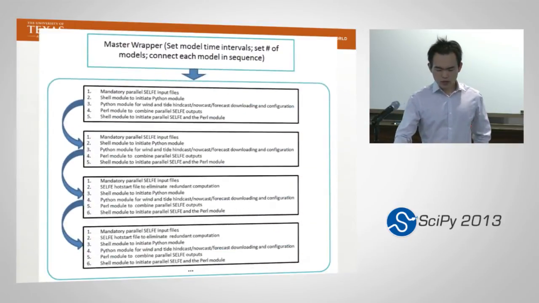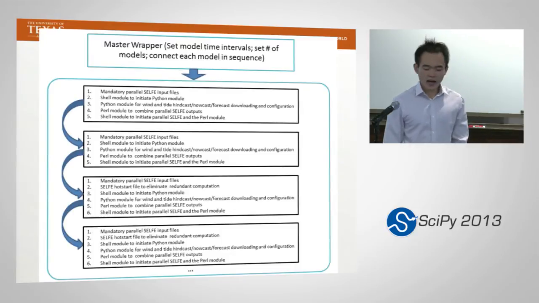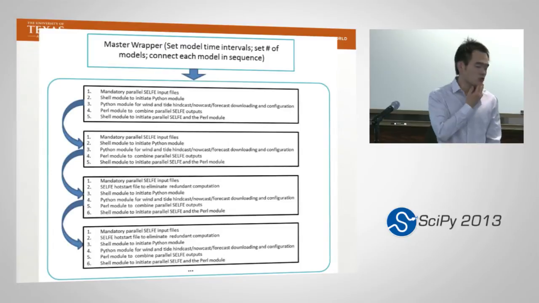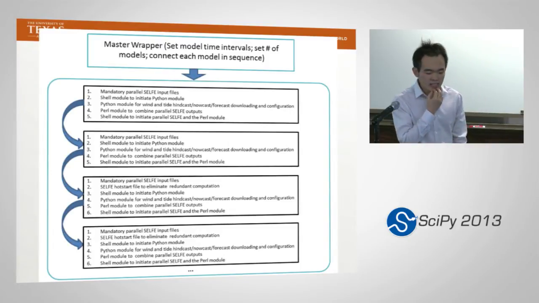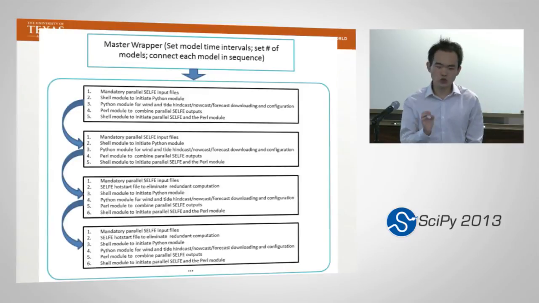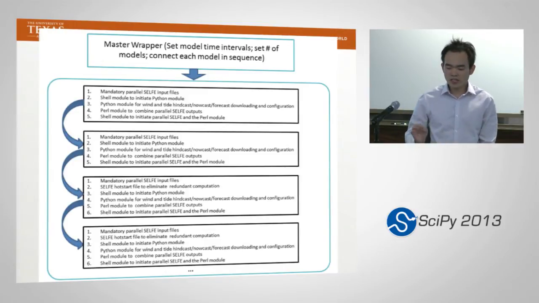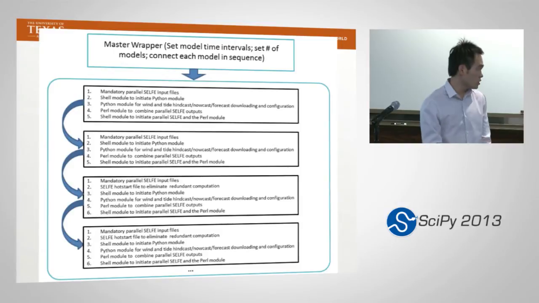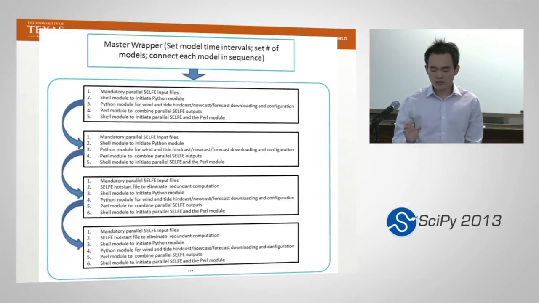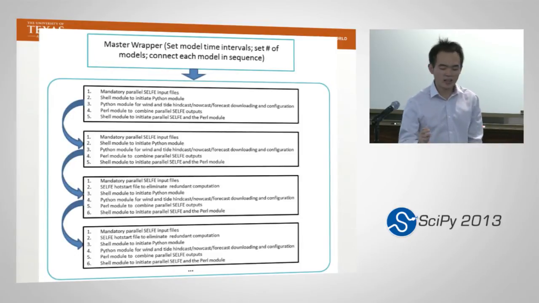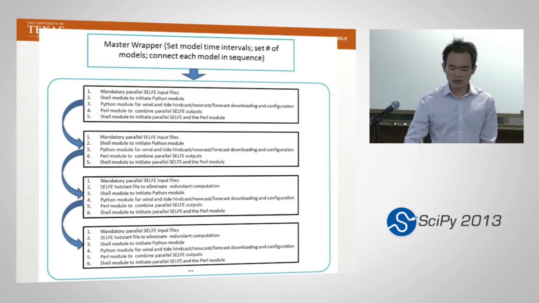So this chart shows how we use Python to implement these ideas. Basically, we use Python to develop a master wrapper. This master wrapper works like a central control system, which means that we can set how many hydrodynamic models, right here we use SciPy, how many SciPy runs we're going to run in a sequence, and set the time interval of each run, and it also works to connect each model in sequence.